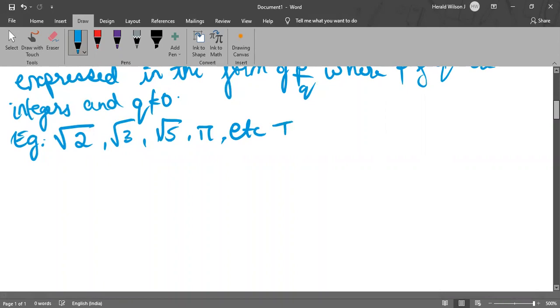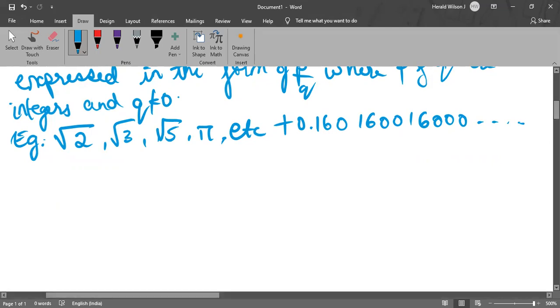I will give you another one, a bonus, you can say: 0.160, 1600, 16000, and so on. What does decimal expansion have to do with irrational numbers? We will discuss decimal expansion, but not in this session. You will understand how this example is an irrational number in the coming sessions. Maybe after exercise 1.2 it will definitely be clear, I'm sure.